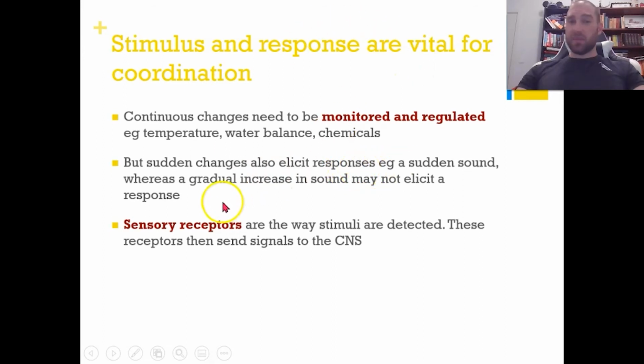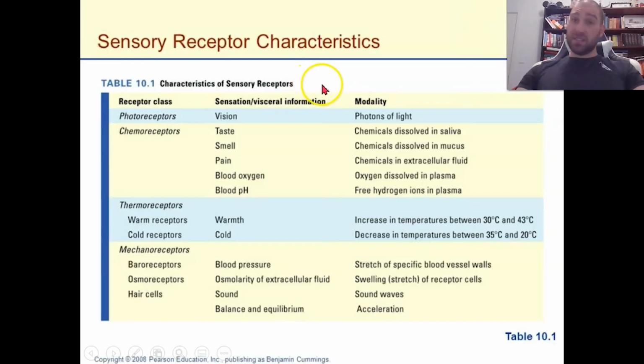The way the detection happens is through sensory receptors. Those receptors send signals to the central nervous system, which then leads to a response. Let's look at some of those sensory receptors. We've got photoreceptors, which pick up light. These are found in your eyes. Chemoreceptors detect things like pH, oxygen, taste, and smell. Some pain as well can be detected through chemoreceptors.